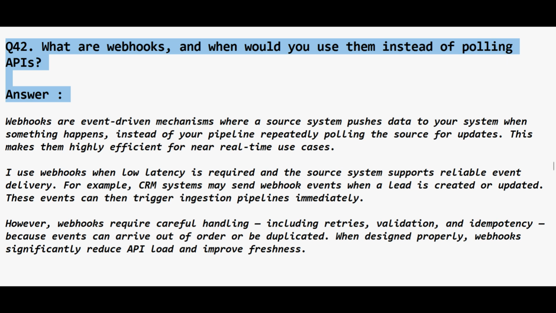For example, CRM systems may send webhook events when a lead is created or updated. These events can then trigger ingestion pipelines immediately. However, webhooks require careful handling, including retries, validation, and idempotency, because events can arrive out of order or be duplicated. When designed properly, webhooks significantly reduce API load and improve freshness.